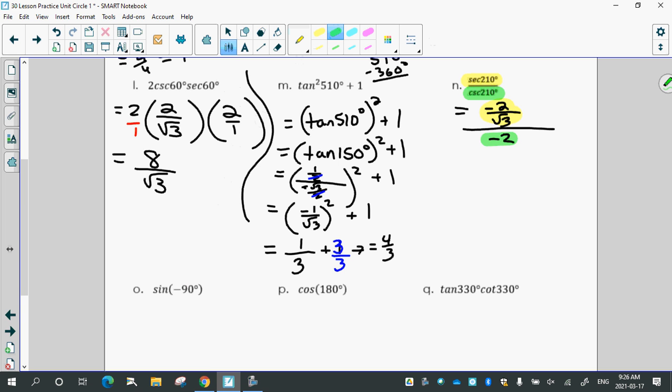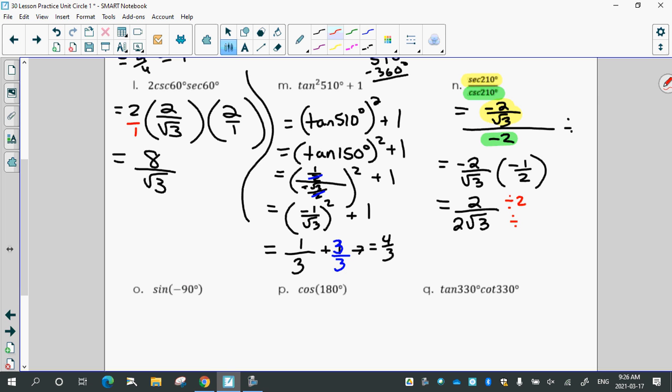Everybody so far so good? Okay. And then this is a divide sign. So we know that dividing is multiplying by the reciprocal. So I'm going to multiply by negative 1/2. I'm flipping negative 2 upside down. Multiply the tops together. Multiply the bottoms together. And then you can reduce, but be careful when you reduce that there's still a 1 on top. That's the biggest mistake people make on this one, is they just say the answer is root 3. It's not, it's 1 over root 3.